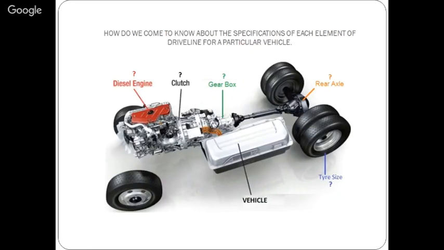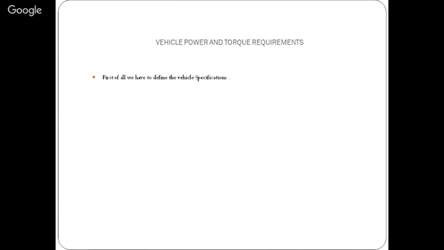So when I am going to design a new vehicle, I do not know anything about the specification of each component, each element. I do not know what my engine size will be, or what my requirements are. So I will calculate the vehicle power and torque requirements. Suppose I am going to design a truck, I will calculate the truck power and torque requirements. If I am going to design a car, then I have to calculate the car power and torque requirements: what torque and power is needed by the vehicle to accelerate in particular conditions.